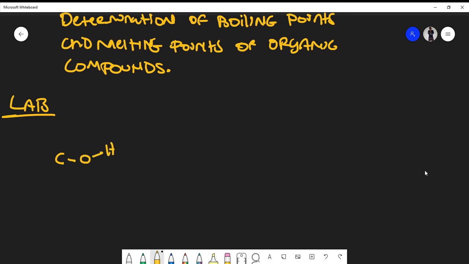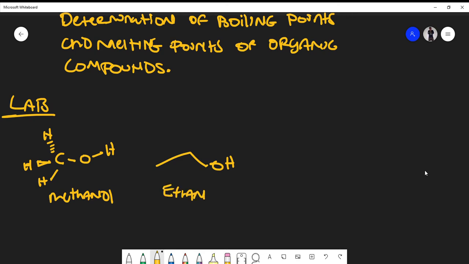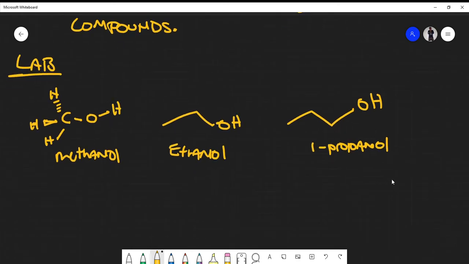So you may have compounds such as methanol. This is methanol. You may have even ethanol, maybe 95% ethanol. You may have 1-propanol as well. So these are all liquid. And usually your professor will have these labeled for you, right? But these are some of the compounds that you should expect.